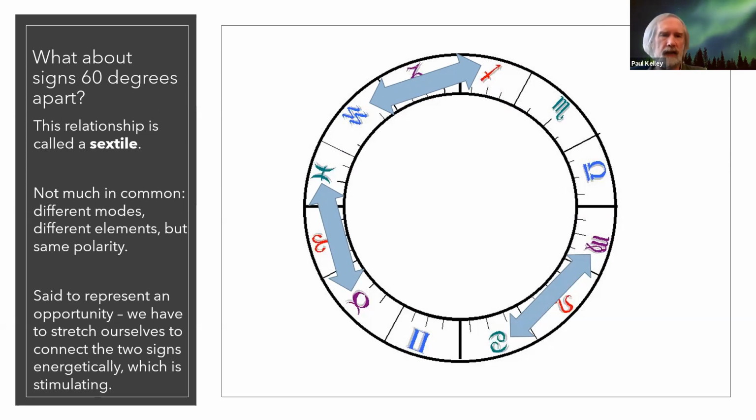What about signs that are 60 degrees apart? We've looked at neighboring signs of the same mode. We've looked at signs opposite each other, and we've looked at signs that are 120 degrees apart. Again, get used to thinking this way. Get used to thinking of Libra when you think of Aries. Get used to thinking of Pisces when you think of Sagittarius. Get used to thinking of Taurus when you think of Capricorn. What other signs are in the same mode?